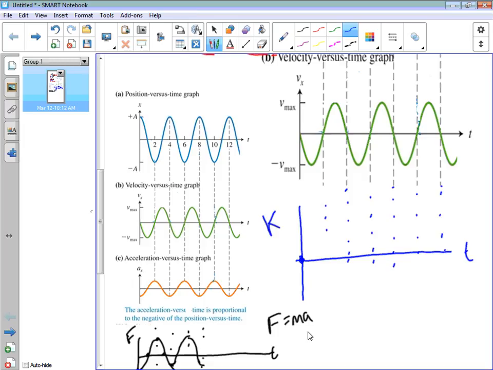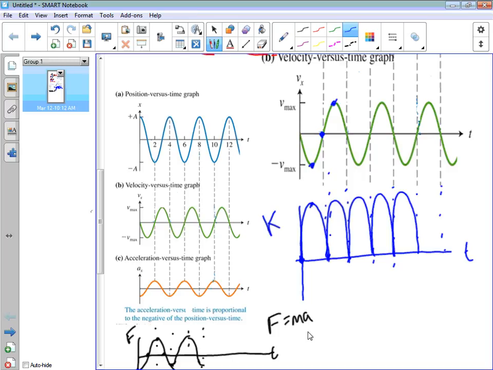Okay? So it's going to end up looking big like that. Okay? When the velocity is 0, the kinetic energy will also be 0. When the velocity is at its maximum, either positive or negative, the kinetic energy is going to be at its maximum, but it's always going to be positive. Okay, something along those lines.